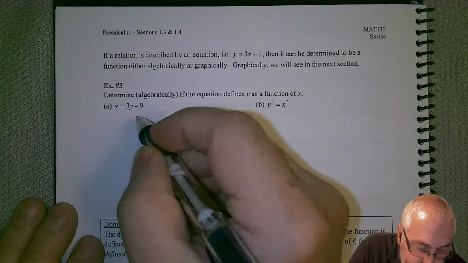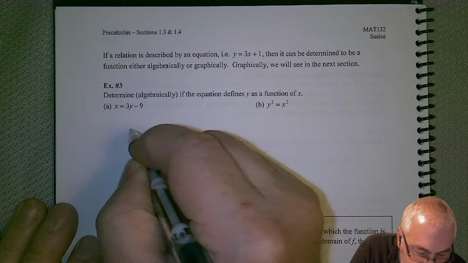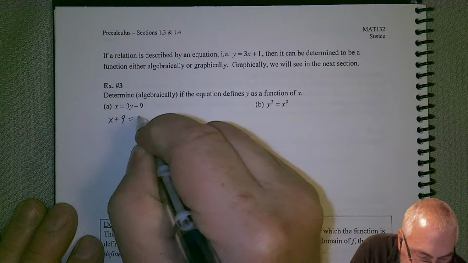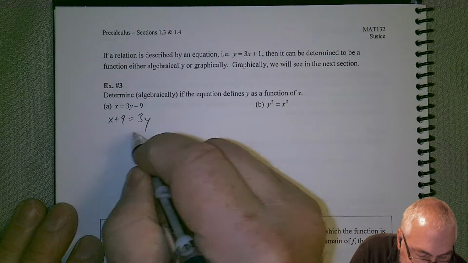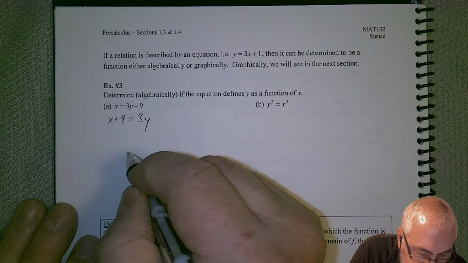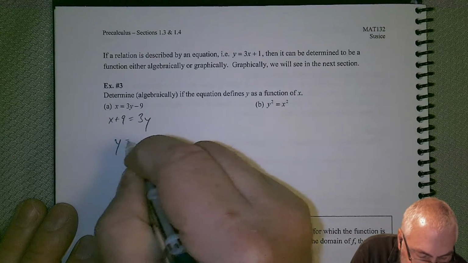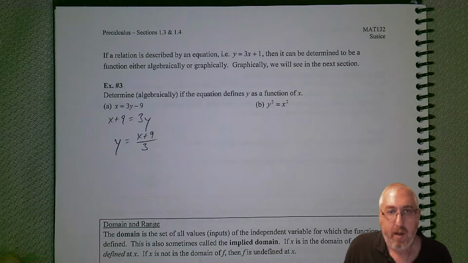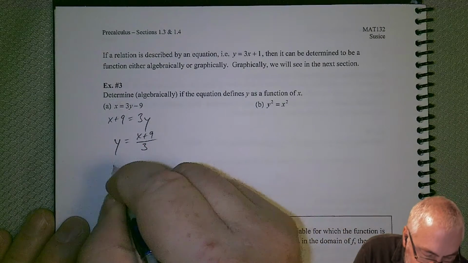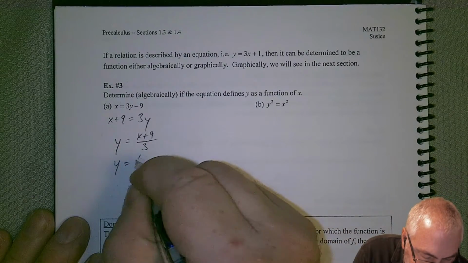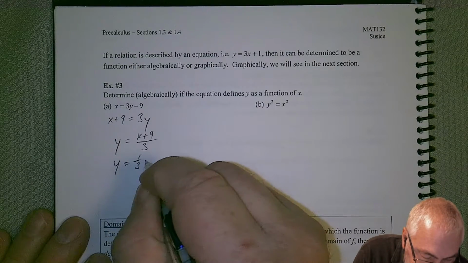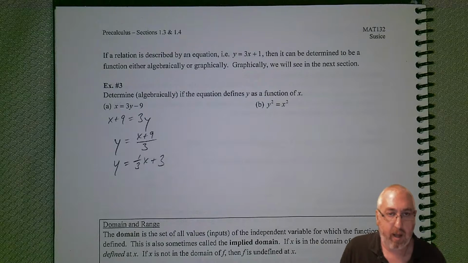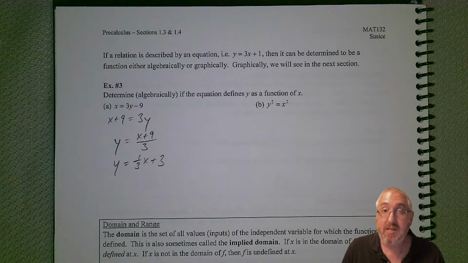So this one we can do pretty quickly if we move the 9 over to the other side and add 9. And then if we divide by 3, and I'm going to flip-flop the sides, so y is going to be equal to x plus 9 all over 3. Now if you wanted to make that into an equation, like a line equation, you could do it like that. I would take either one in this case. But what is this telling you?